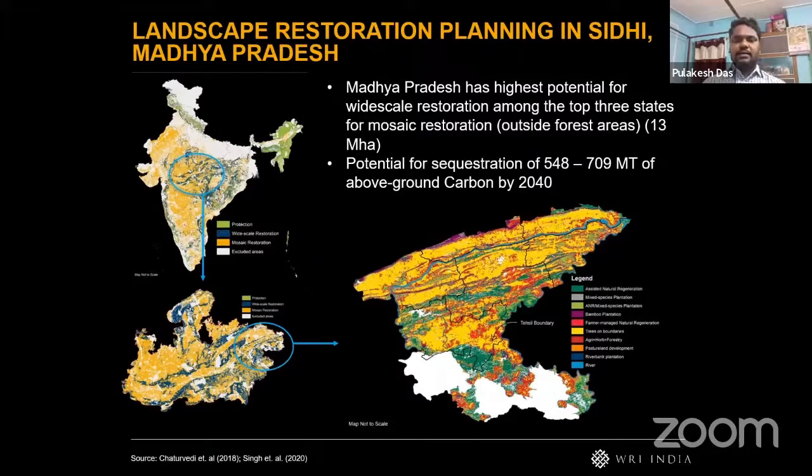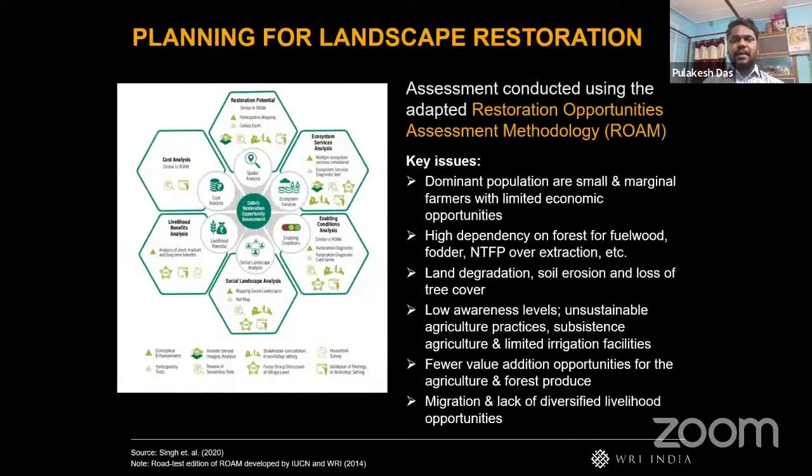So here we have tried to develop a second level of interventions potential map, where you can see on the right hand side, this map shows the different types of interventions one can apply in this landscape. To do this, we have adapted the restoration opportunities assessment methodology. So this includes the different local government agencies, local people, and different stakeholders. And we had this assessment in the Siri district and came up with the different suitable interventions.